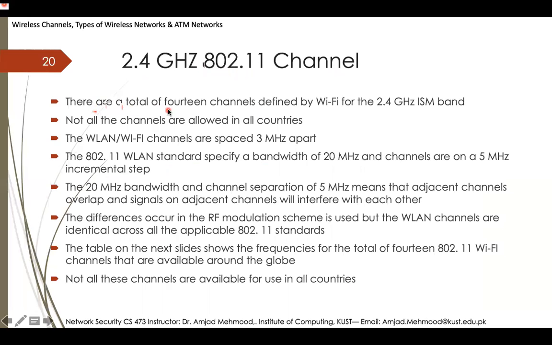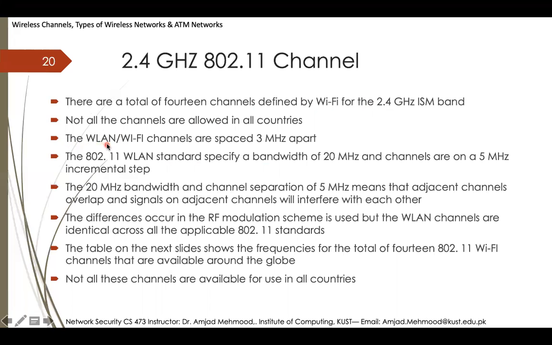There are a total of 14 channels defined by Wi-Fi for the 2.4 gigahertz ISM band. I'll show those channels on my next slide. Not all channels are allowed in all countries. Some countries allow them and in some countries there are restrictions on them.